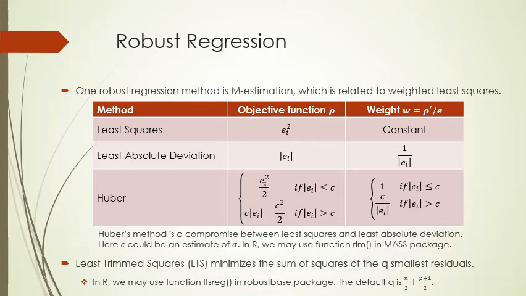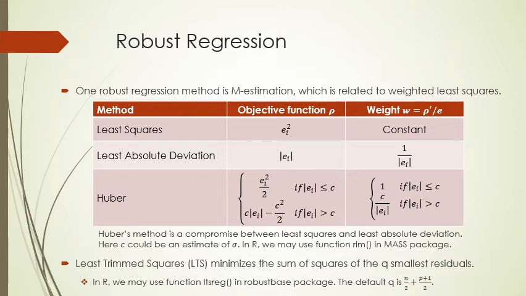Instead of minimizing the residual sum of squares RSS directly, we minimize the sum of a function of the residual. This function is called the objective function rho, and the function is related to the weighted least squares since the corresponding weight is the derivative of rho divided by the residuals. The table here lists the function in the least squares method, the least absolute deviation method, and the Huber's method.